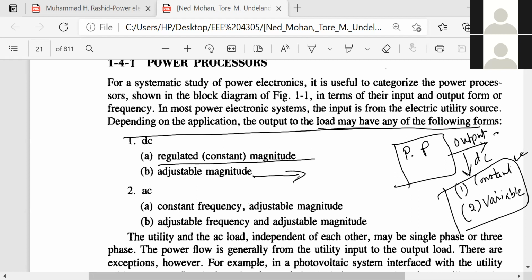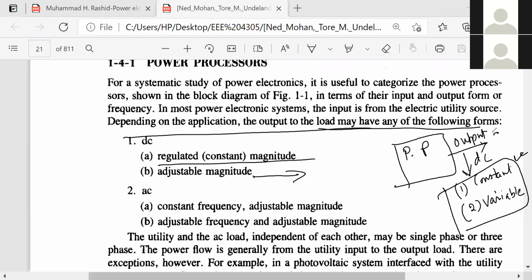So in some cases we want a constant magnitude, and in others an adjustable magnitude. Adjustable means variable magnitude. For example, suppose you want a variable speed drive, where you want the speed of the motor to be variable. You want to change the speed intentionally. There you can use it.